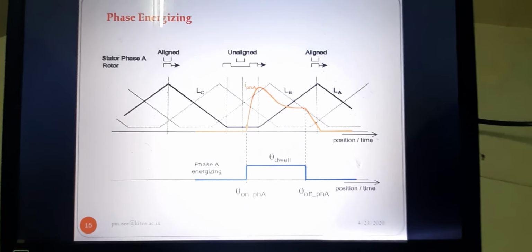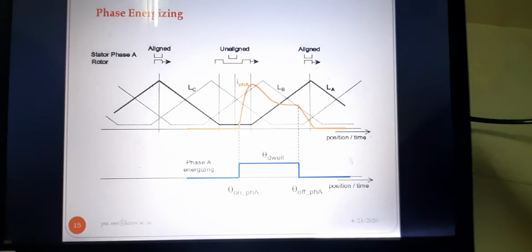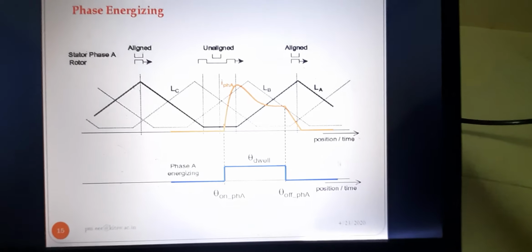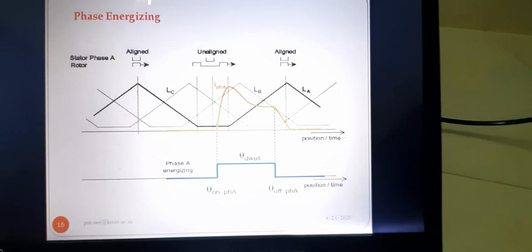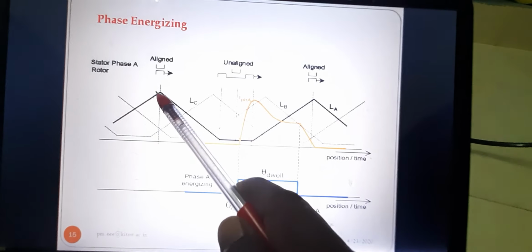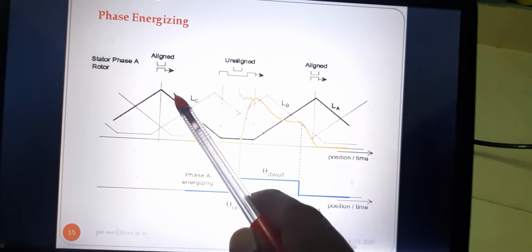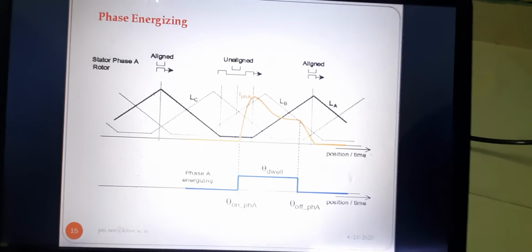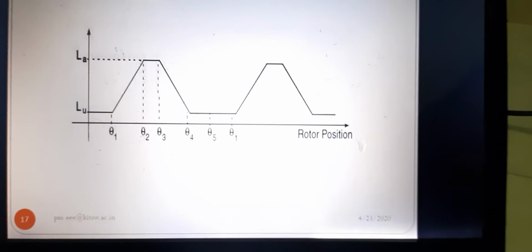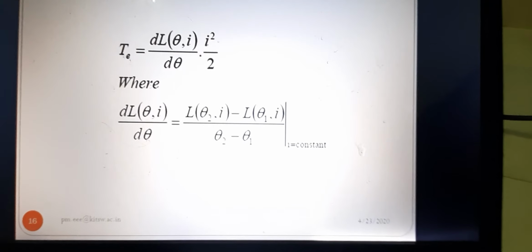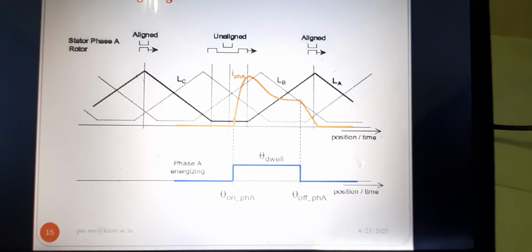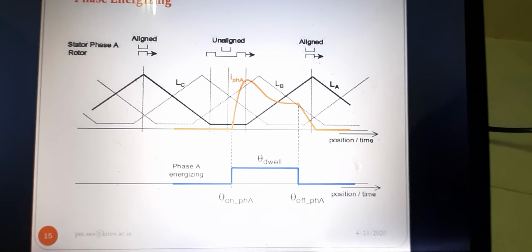The next slide shows the phase energy, which means the three-phase system. Observe here, in the past we had theta 2 to theta 3 constant, but in this case we are continuously giving the three-phase supply without any time variation.